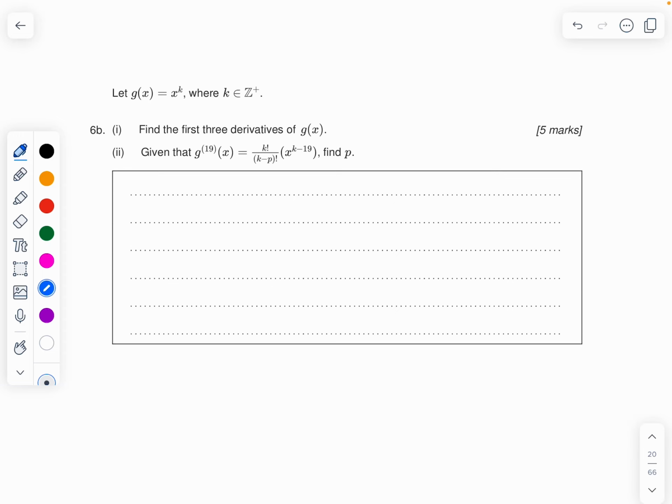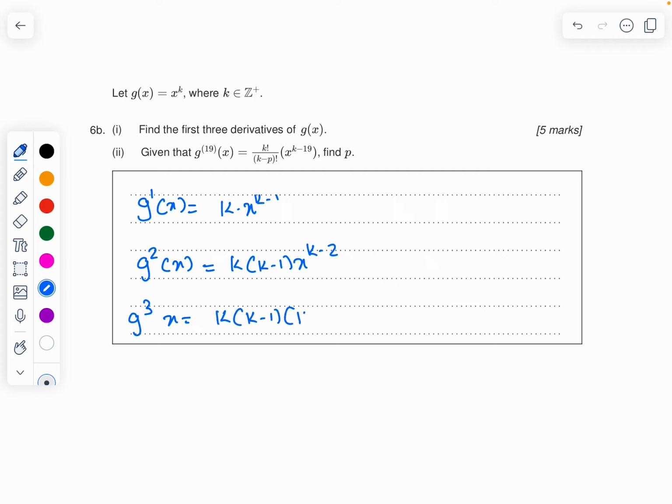Find the first 3 derivatives of g of x. So the first derivative will be k times x power k minus 1. The second derivative will be k times k minus 1 times x power k minus 2. And the third derivative will be k times k minus 1 times k minus 2 times x power k minus 3.